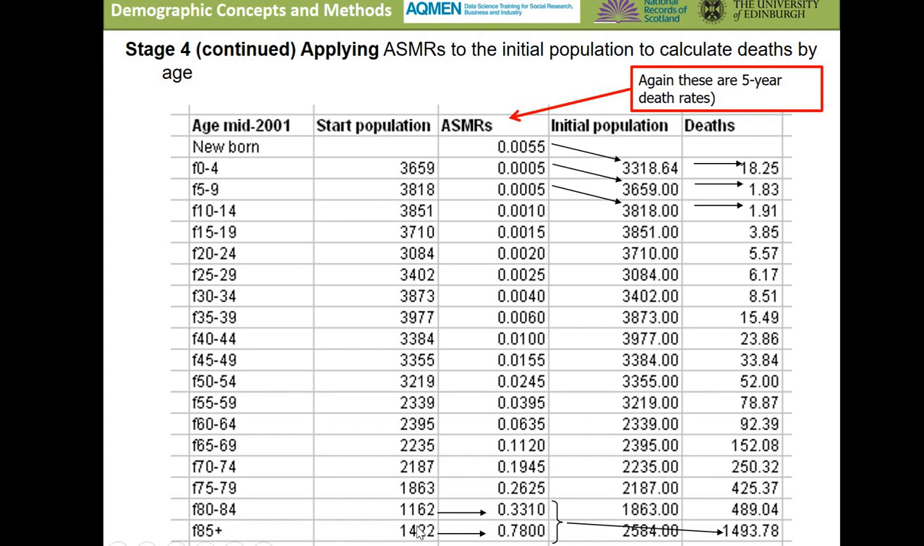For the final two groups, we use the start population. So here at age 80 to 84, we're using the start population, which is 1162, multiplying that by the age-specific mortality rate, and summing the product of the start population at age 85 plus and the corresponding age-specific mortality rate to give us the number of deaths for this final age group of 85 plus that we can combine with our initial population, which is simply aging on the start population.